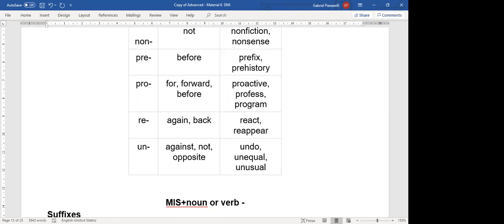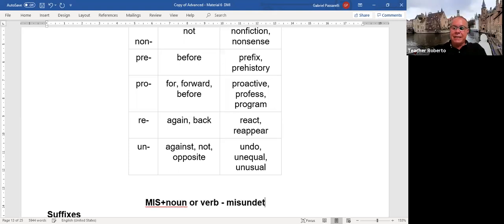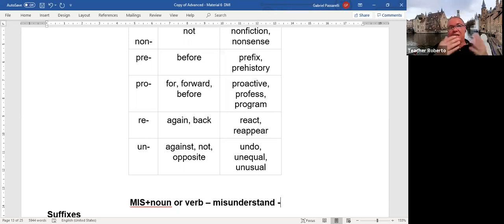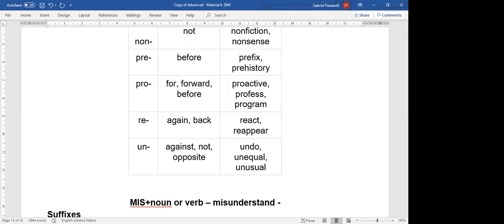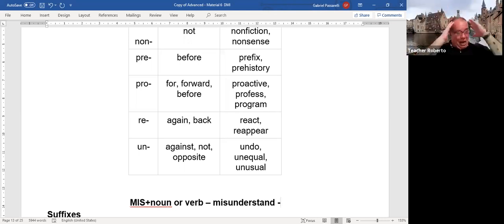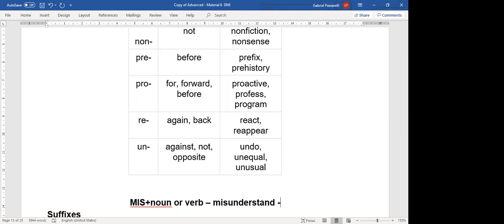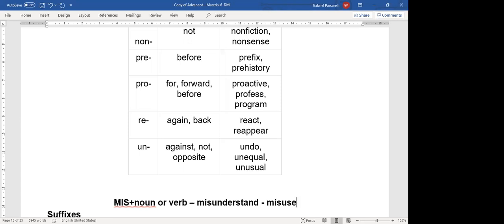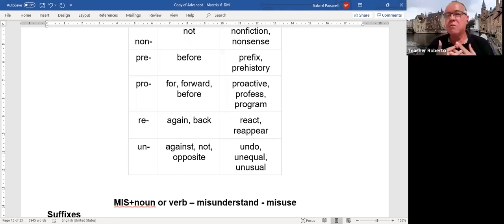Misunderstood. Exactly. I misunderstand. That means I understood, but not correctly, okay? As I said in the previous class, I think the barber misunderstood my Dutch. When I told him, cut it just a little, I think he understood, cut it a lot, okay? He almost shaved my hair, okay? So we can say, for example, misuse. Sometimes you break something because you are misusing it, okay?